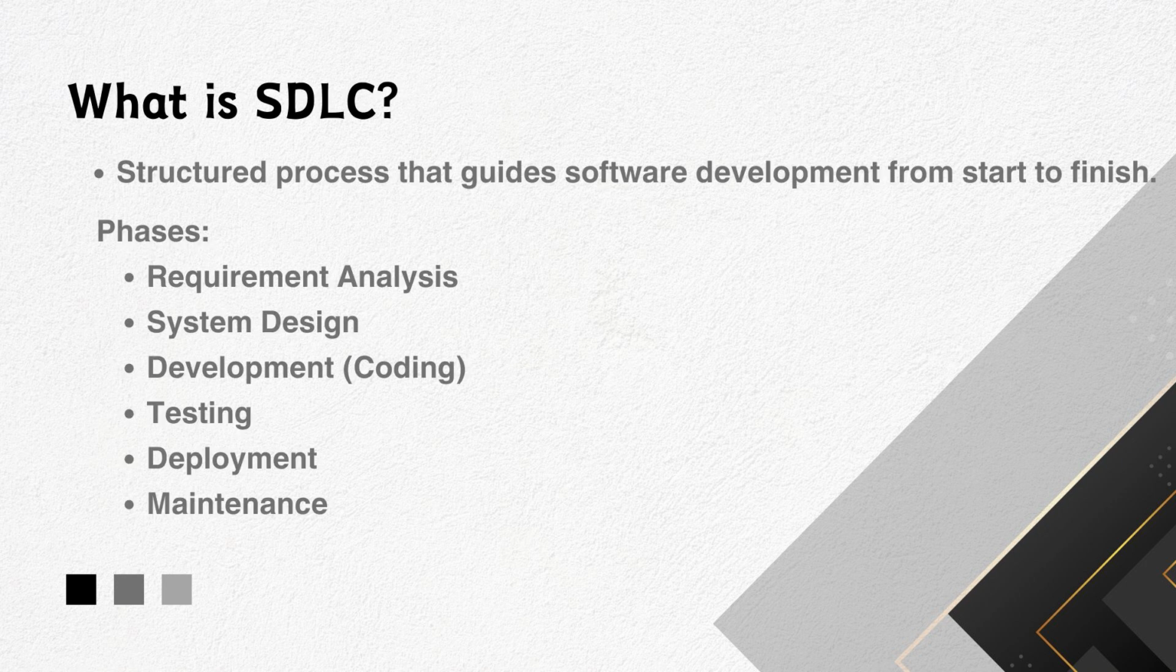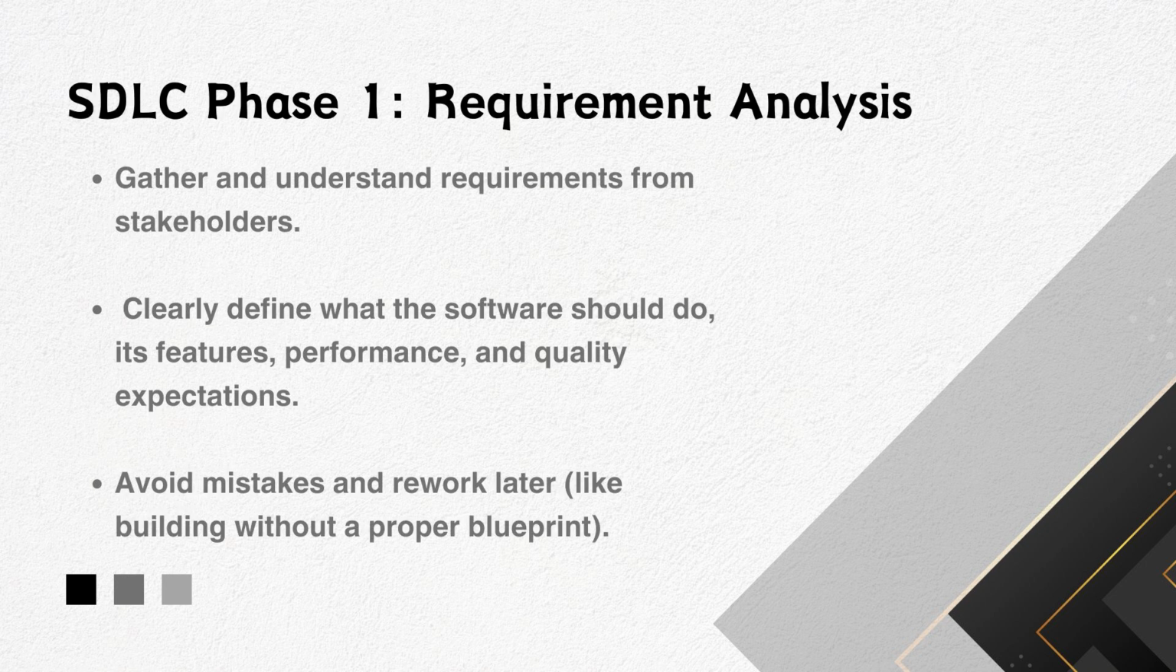Let's go through the main phases of SDLC so you can understand the bigger picture. 1. Requirement analysis. This is the starting point. In this phase, the team works closely with stakeholders, customers, users, and business people to gather and understand requirements. The aim here is to clearly define what the software should do, what features it should have, how it should perform, and what quality expectations it needs to meet. If requirements aren't clear, it's like building a house without a proper blueprint. You'll end up with mistakes and rework later. So this phase is very important.